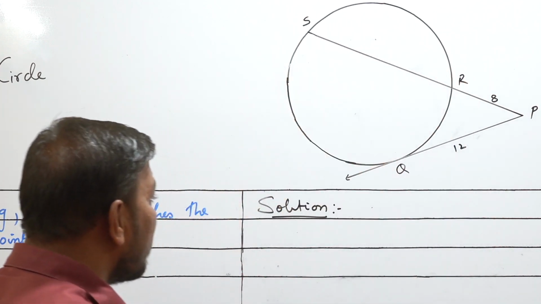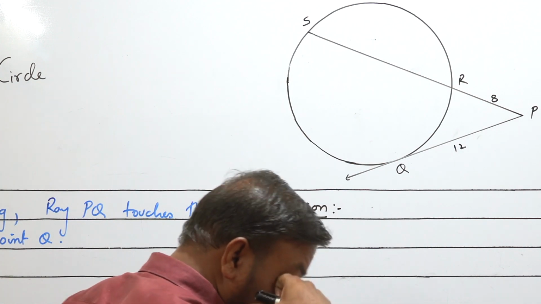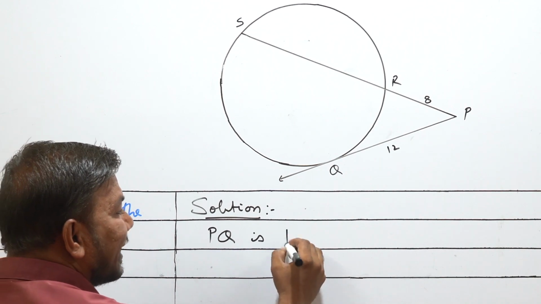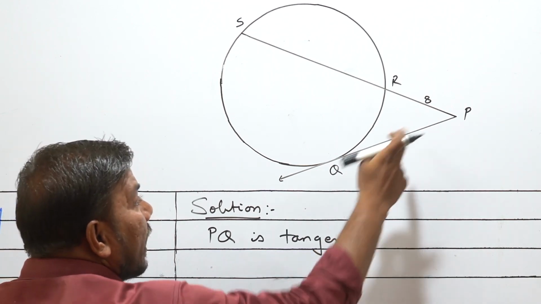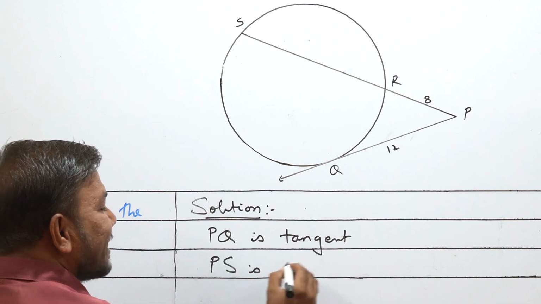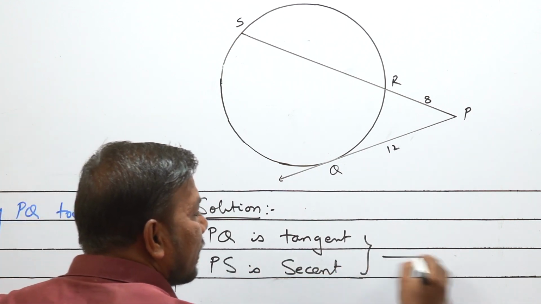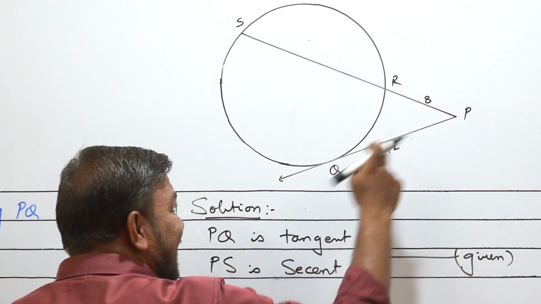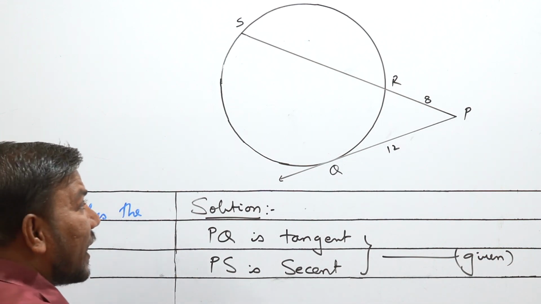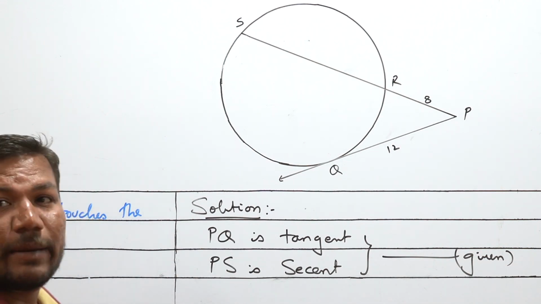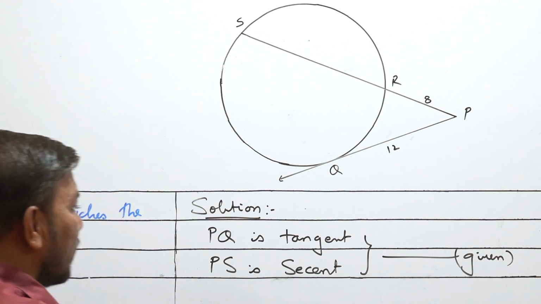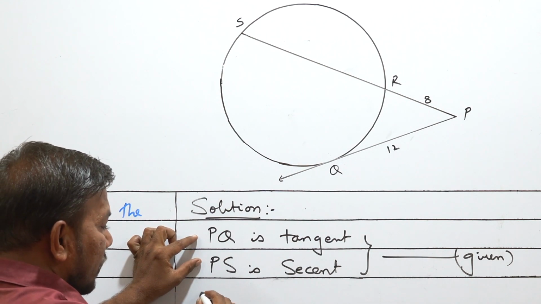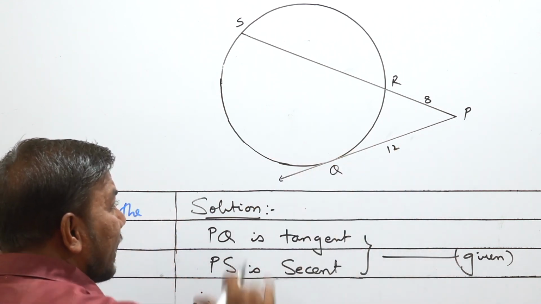Very easy sum. Now, first of all, tell me what is PQ? PQ is tangent. And what is PS? PS is secant. And these both things are given. Fine. Now, if PQ is tangent and PS is secant, we will apply the tangent secant segment theorem. There is a theorem. If these both are tangent and secant, then what is the theorem?